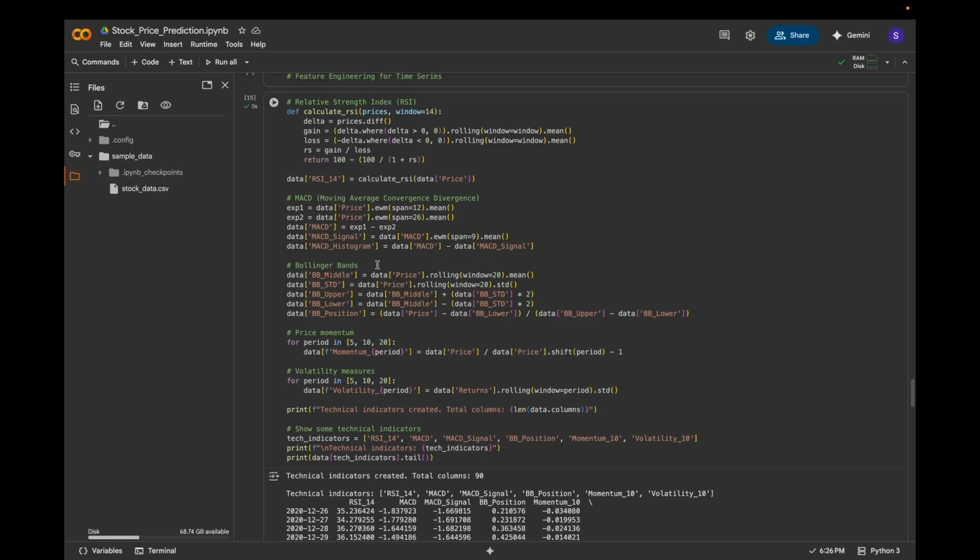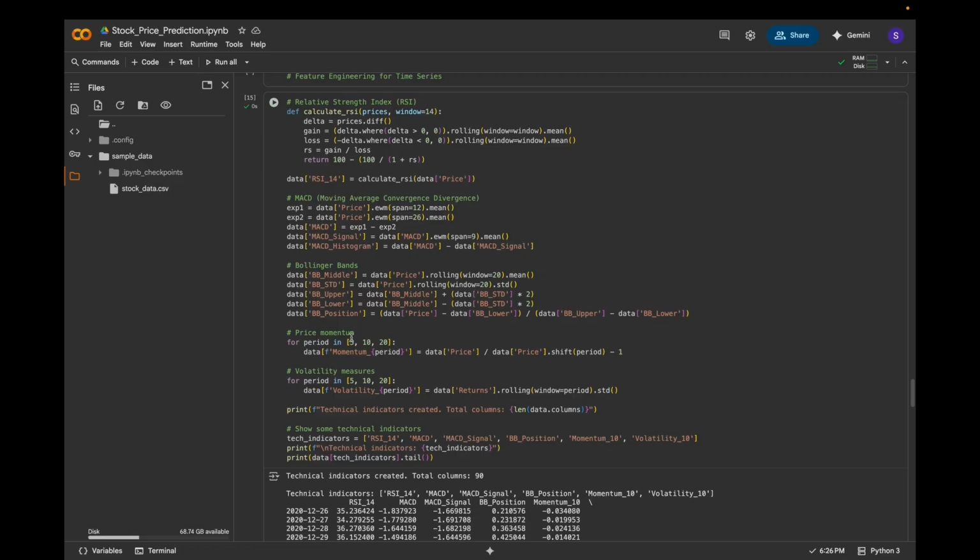Next, we move on to Bollinger Bands. So data BB middle is equal to data price.rolling window 20.mean. Basically, this shows us the 20-day simple moving average. Then BB std shows us the 20-day standard deviation. BB upper shows us the upper band of SMA plus 2 standard deviations, while BB lower shows us the lower band of SMA minus 2 standard deviations. And BB position shows us the price position within the band on a 0 to 1 scale.